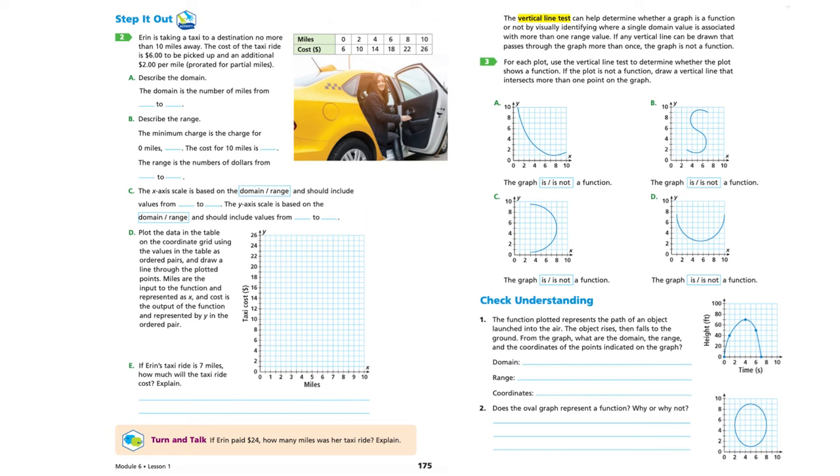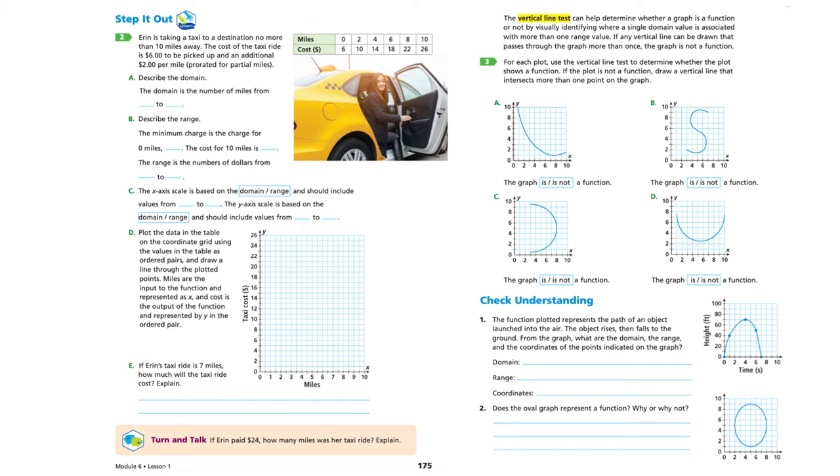C, the x-axis scale is based on the what, domain or range, and should include values from what to what. The y-axis scale is based on the domain or range, circle the correct one, and should include values from what to what. So then D, they just want you to plot the information from the table onto this lovely graph here. And let's see, miles are the input. Again, you can see they've labeled that for you there. The total cost is the output. And so go ahead and graph that.